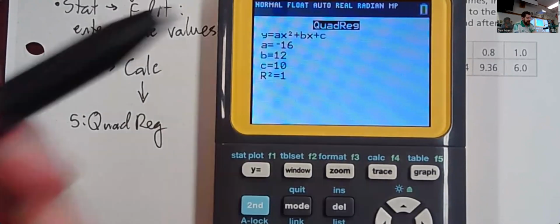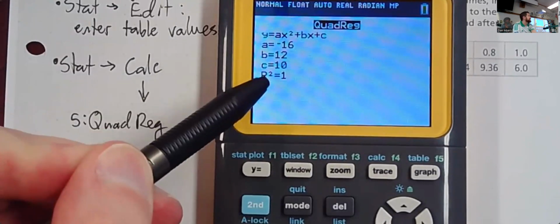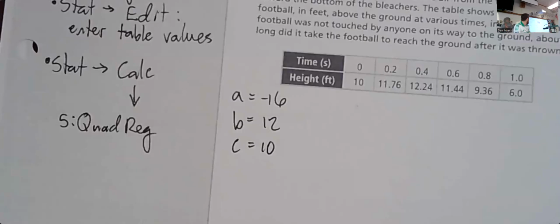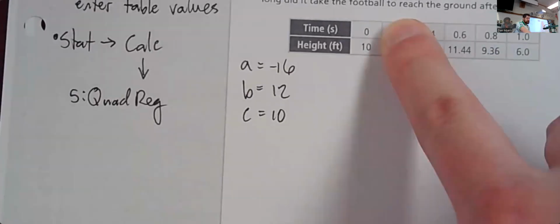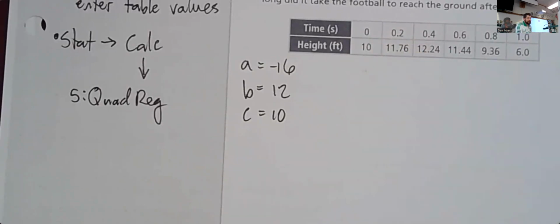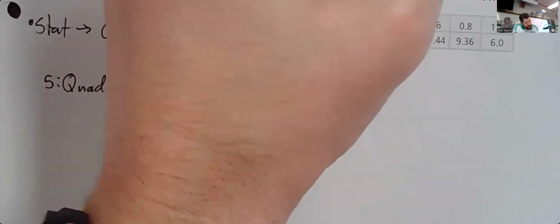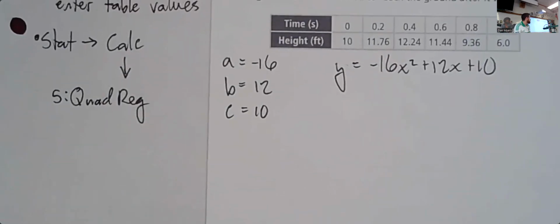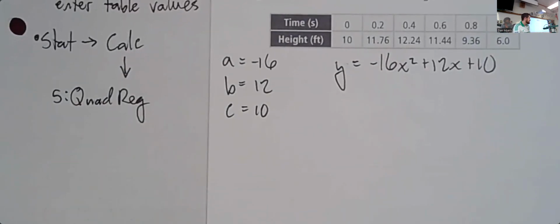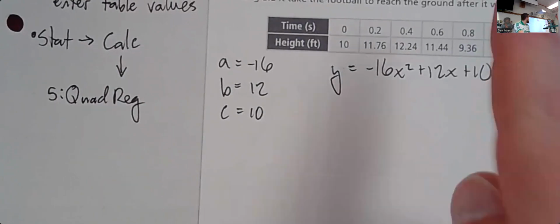All right. Now, A, B, and C, it just gives them to us, which is really nice. We've got A equals negative 16. We have B is equal to 12, and we have C is equal to 10, which is the y-intercept, which is the height of the ball before it's thrown, 0, 10. That's that right there. So we're going to write our equation. We're going to say y equals negative 16x squared plus 12x plus 10. That's the equation. That doesn't answer the question being asked, though.